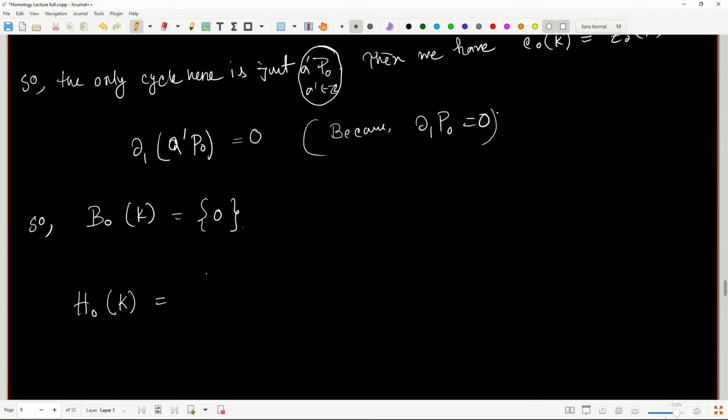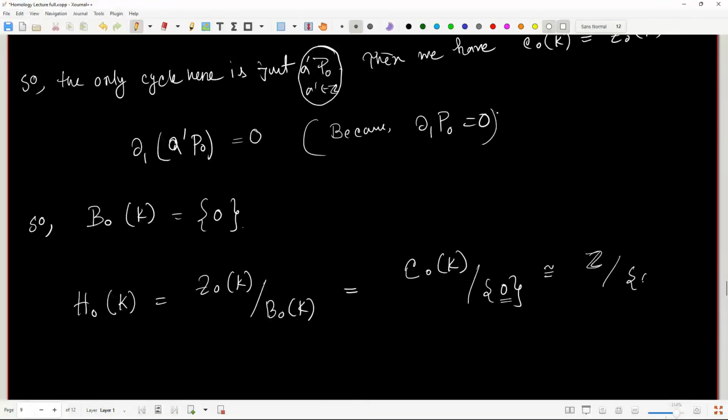So this is just Z0 of k by B0 of k, which is equal to, since Z0 and C0 are both the same thing, I write this as C0 and this as the identity element. Please do not confuse this with dividing by 0. Rather, whenever you see a 0, you can think of it as an identity element. Okay. And C0 is what? C0 is isomorphic to Z, the group of integers, right? And you are quotienting, or modding that with the identity element. So this is just the group of integers. So your H0 of k is essentially isomorphic to the group of integers.